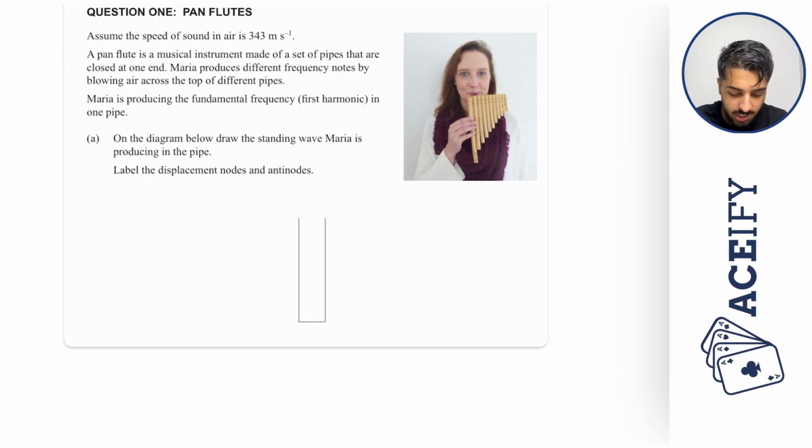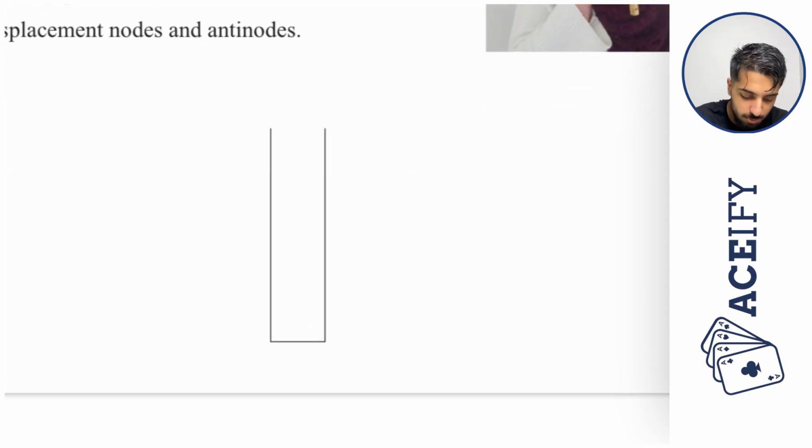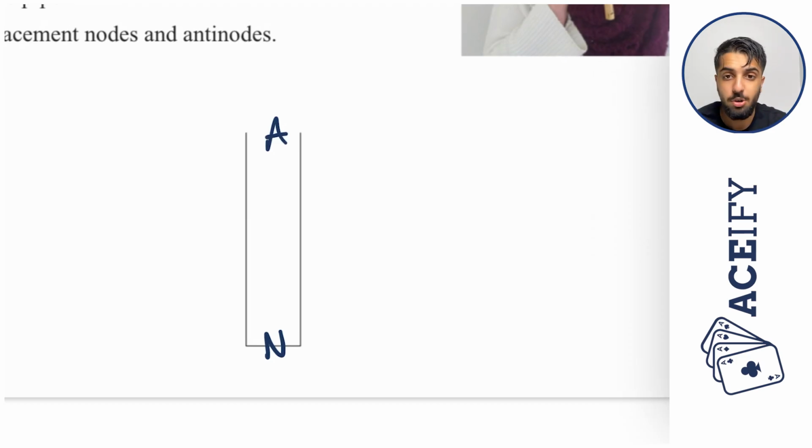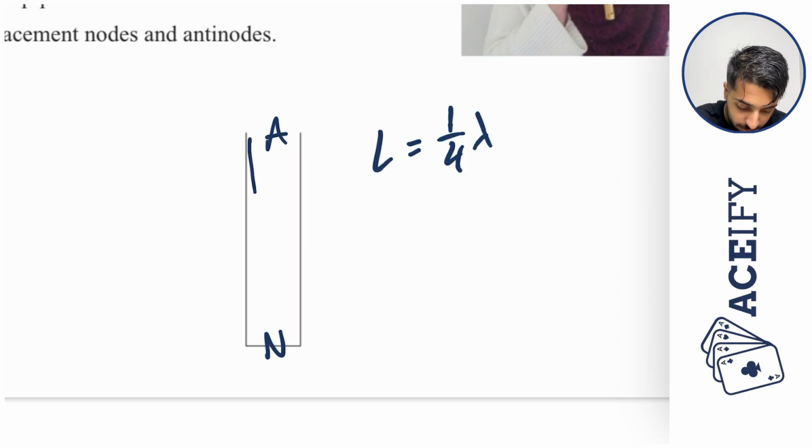Okay, so we have a case where we have a pipe closed at one end and open at the other. We know that this means that we have a node over here and an antinode at this end. And we also know if we have this situation, the first harmonic, the length of the pipe is equal to 1/4 wavelength. And so we can simply draw 1/4 of a wavelength like so.